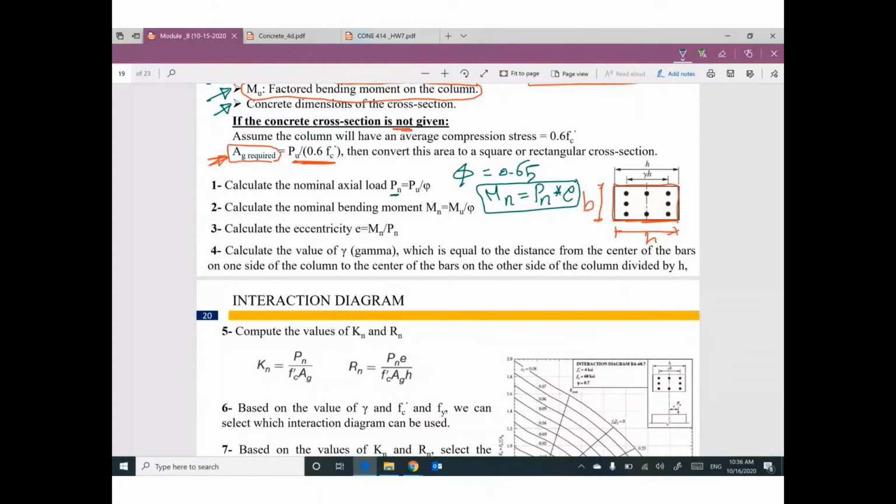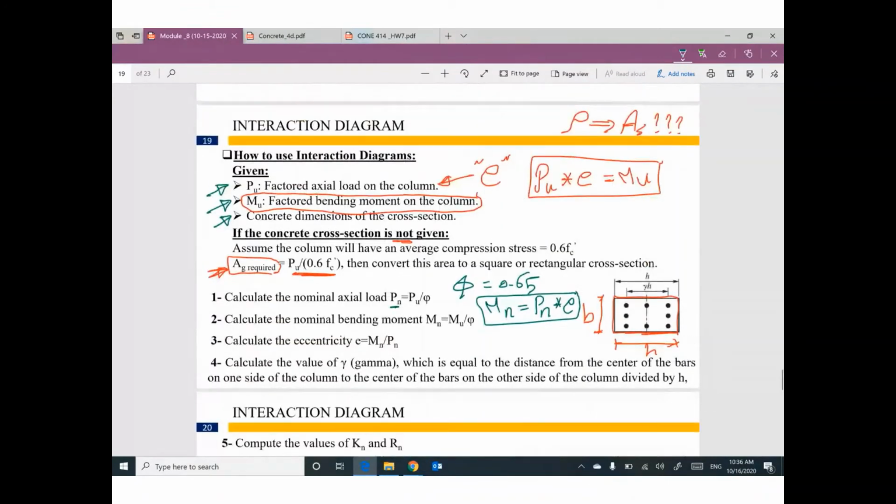So if e is given, I can figure out the value of Pn, then I can figure out the value of Mn. It's very easy. So from step number 1 and step number 2, I need Pn and Mn. If Pn and Mn are given, forget this one and this one.